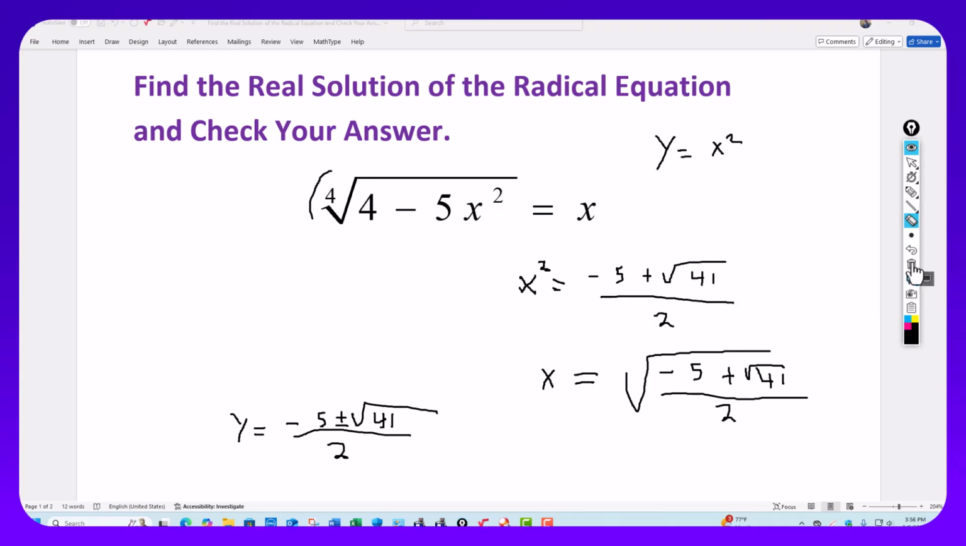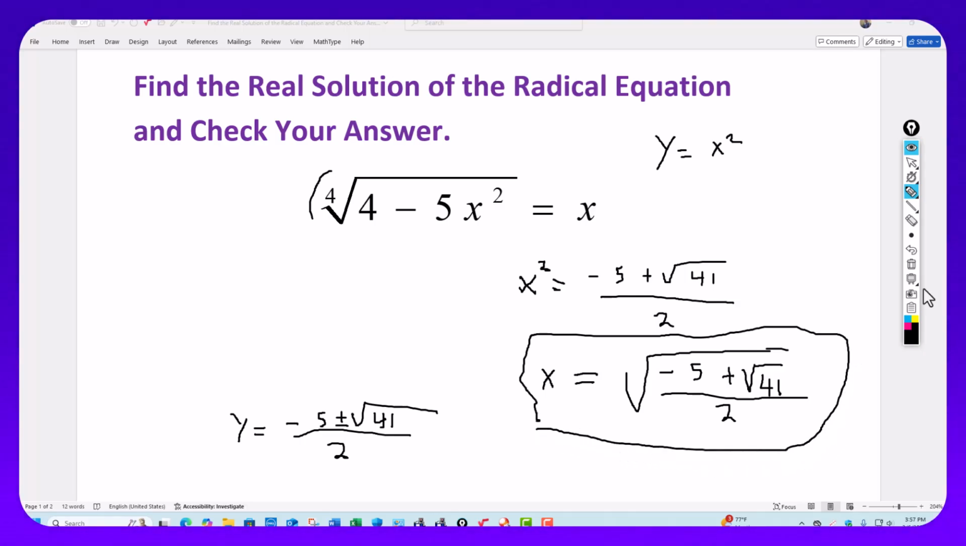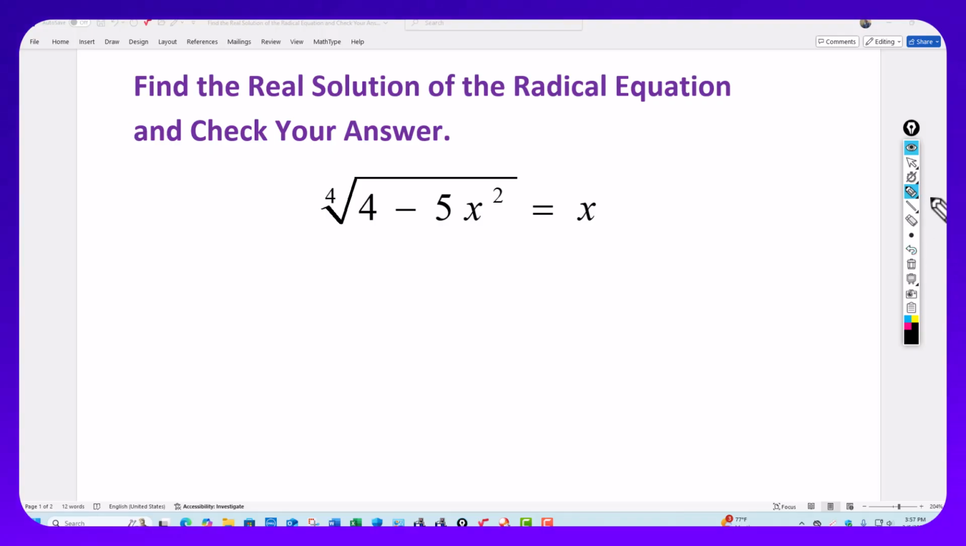So this is the only possible real solution that we can have. So x equal to the square root of (minus 5 plus the square root of 41) over 2 appears to be the only real solution. And the hard part of this is going to be to check it. So let's go through the setup here for the check.